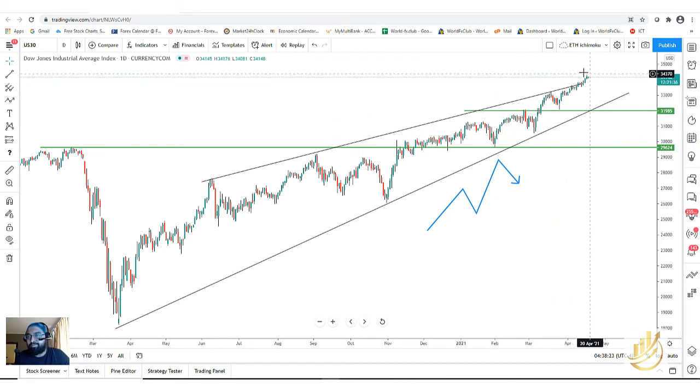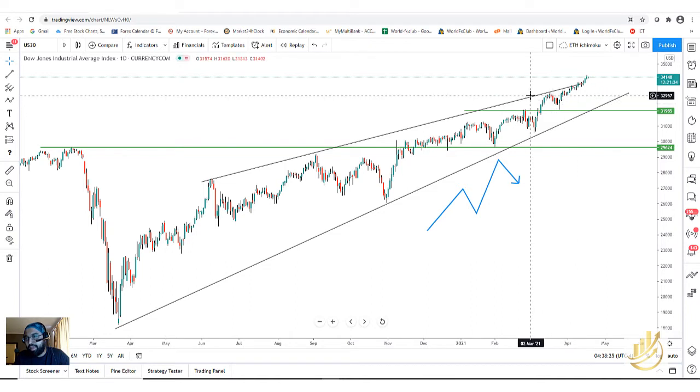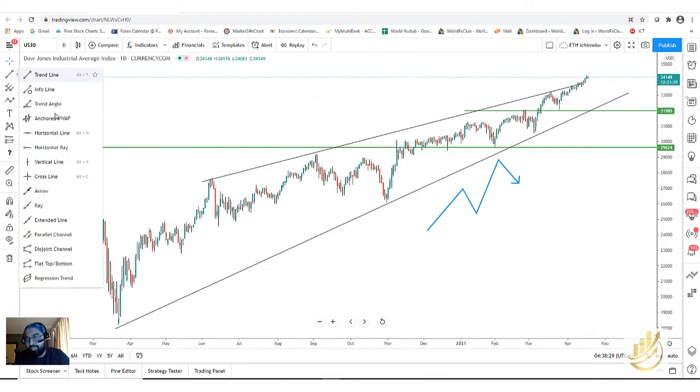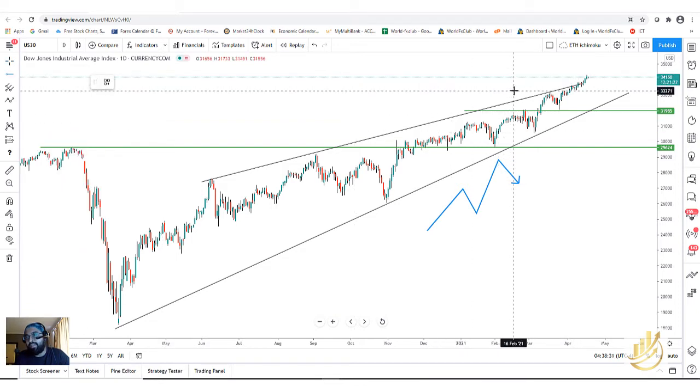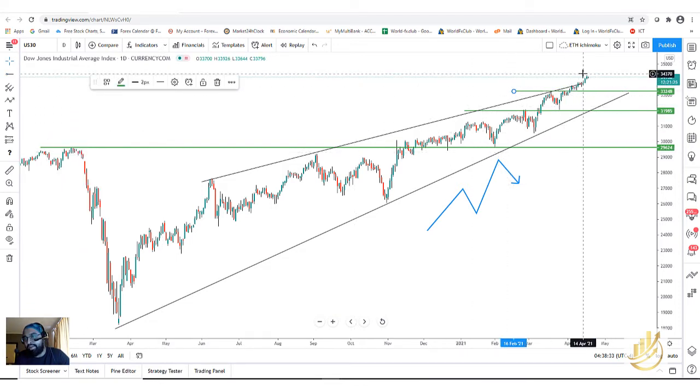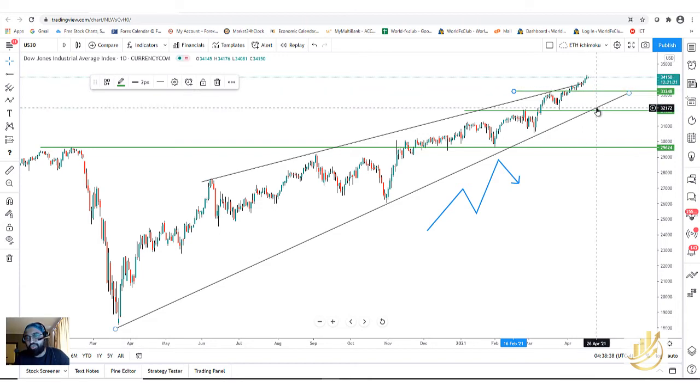I will look for another downside, maybe at this area. Maybe this can be a structure area where price broke this, and now I will look for a retest at this area or maybe this area, and then I'll try to look for a long opportunity.